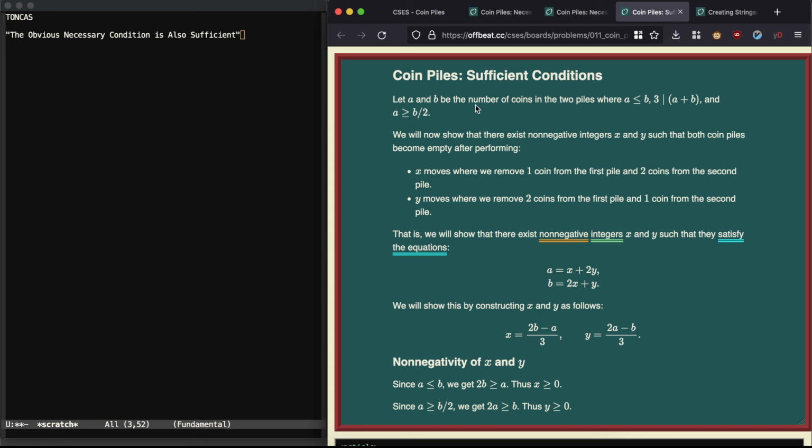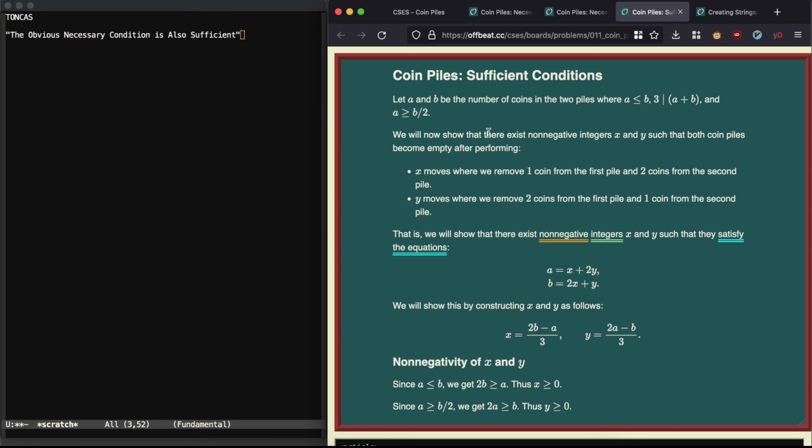So let a and b be the number of coins in two piles where a is less than or equal to b. This is the same assumption, same terminology that we used earlier, and this time we are assuming that these two conditions are satisfied. That is, a plus b is a multiple of 3, and a is greater than or equal to b by 2. That is, b does not exceed twice of a. We're assuming all this is true, and now if we can show that this guarantees that a solution would exist, then that establishes the sufficiency of these conditions.